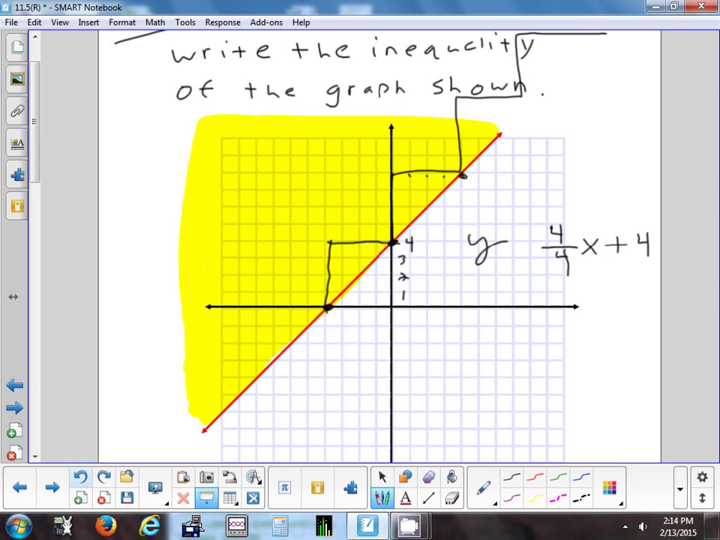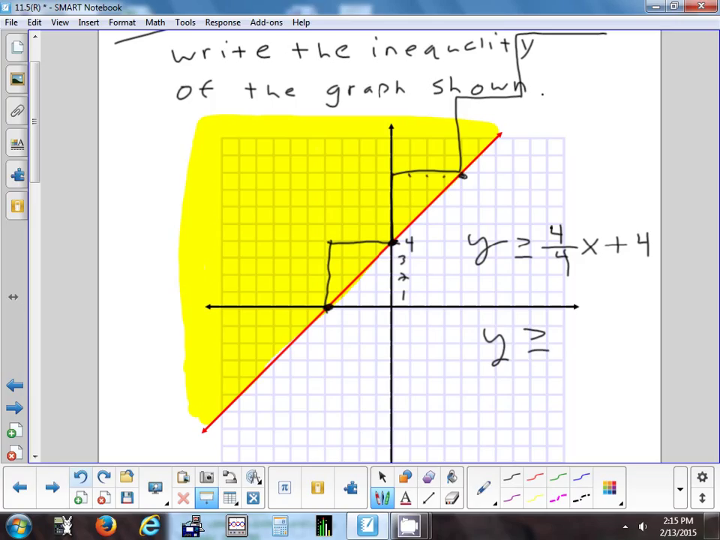Okay. Now we have to decide on the symbol. What kind of symbol do we need? Look at where we shaded. We shaded above. What are your 2 choices when you shade above for symbols? Greater than, or greater than or equal to. But it's greater than or equal to. How do you know it's greater than or equal to? It's a solid line. Right, solid line. So above, solid line.